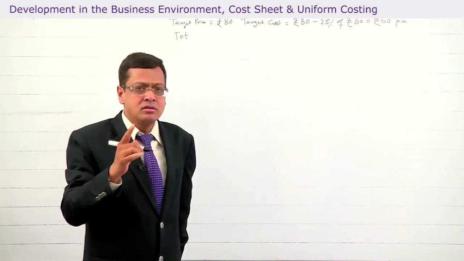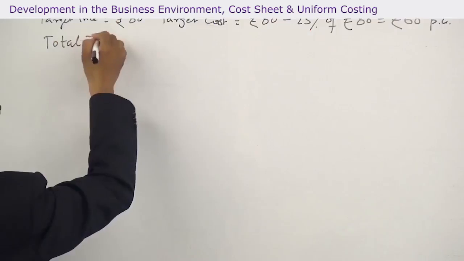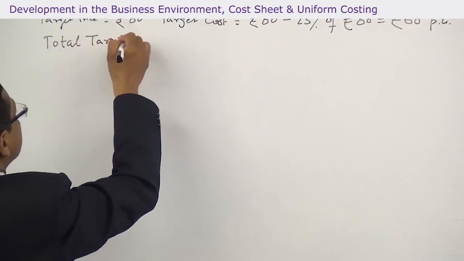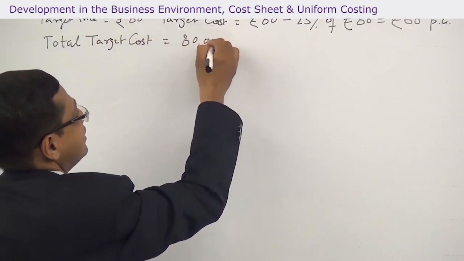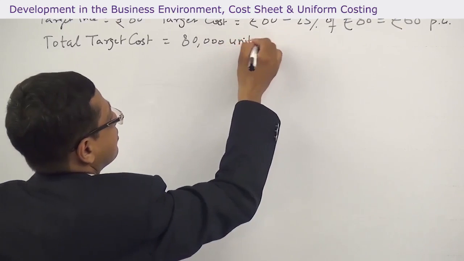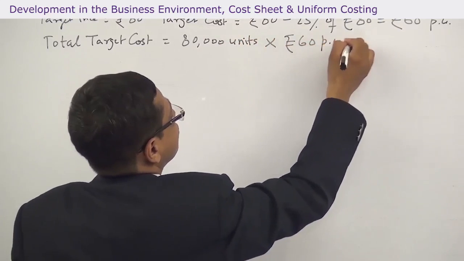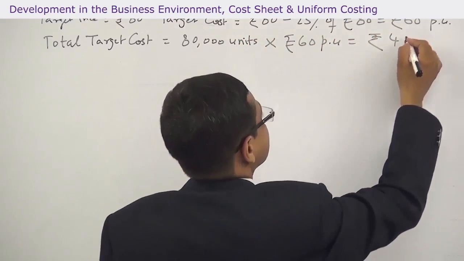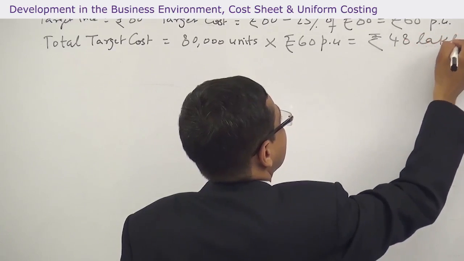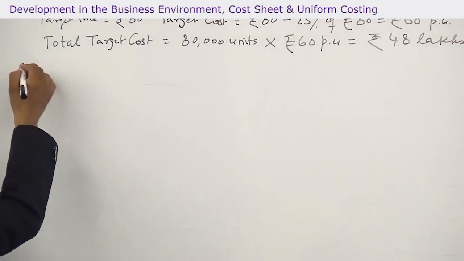So this is what I have got in terms of per unit. Now I will work out the target cost on total basis. So the total target cost is for equivalent units. This is 80,000 units at rupees 60 per unit. So this works out to rupees 48 lakhs. So this is the first part of the solution.